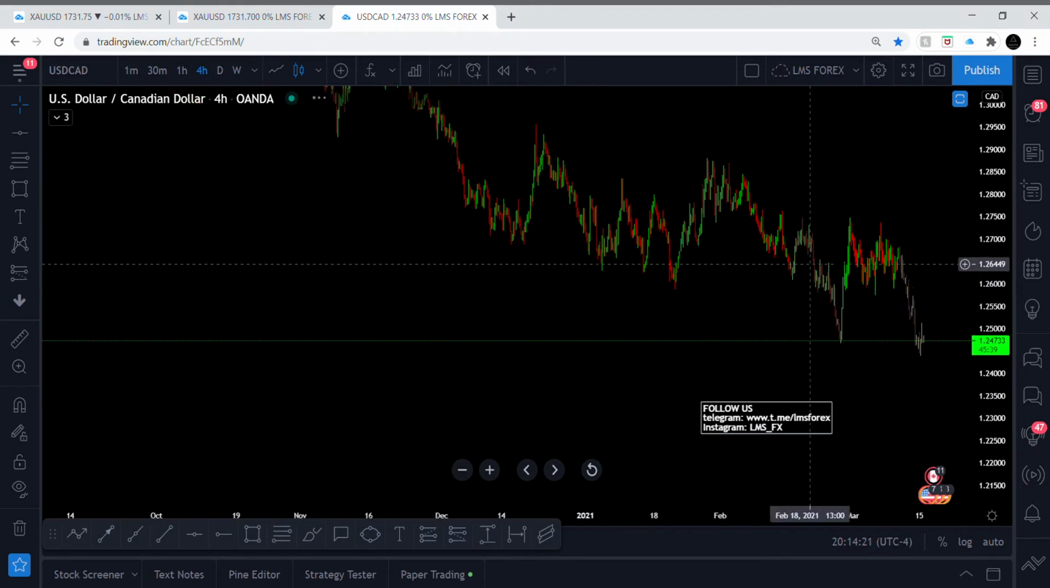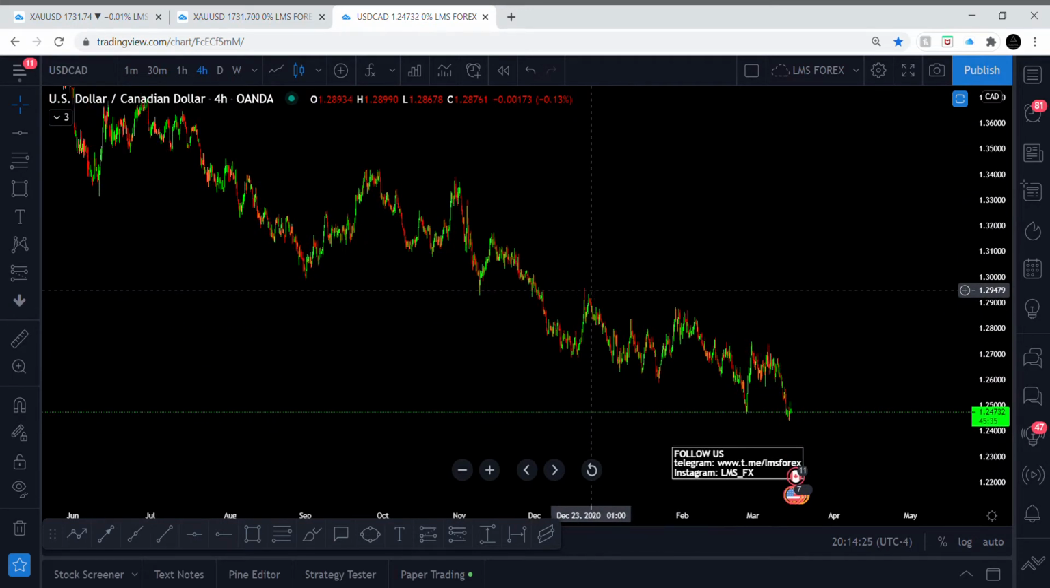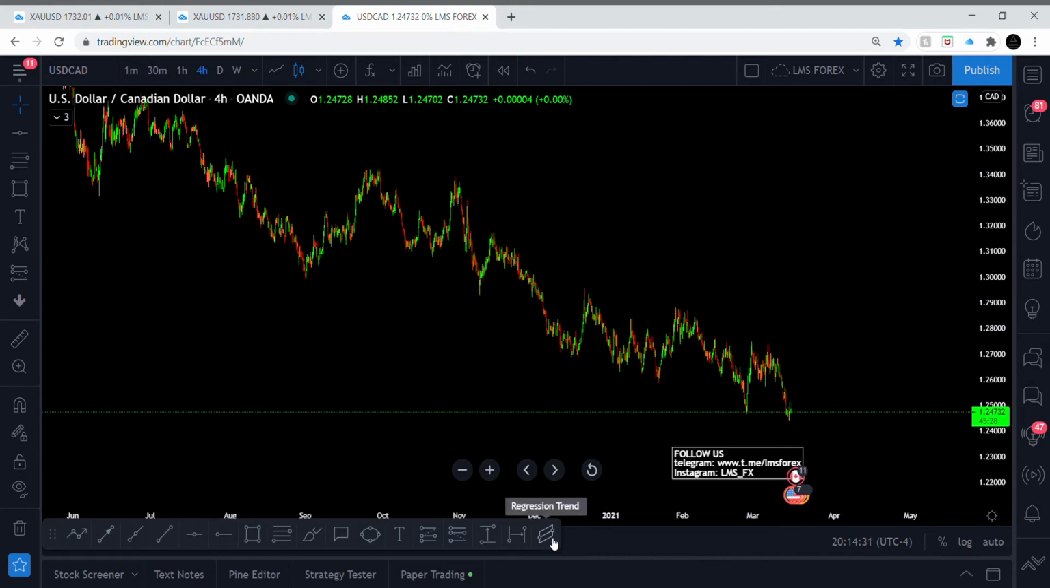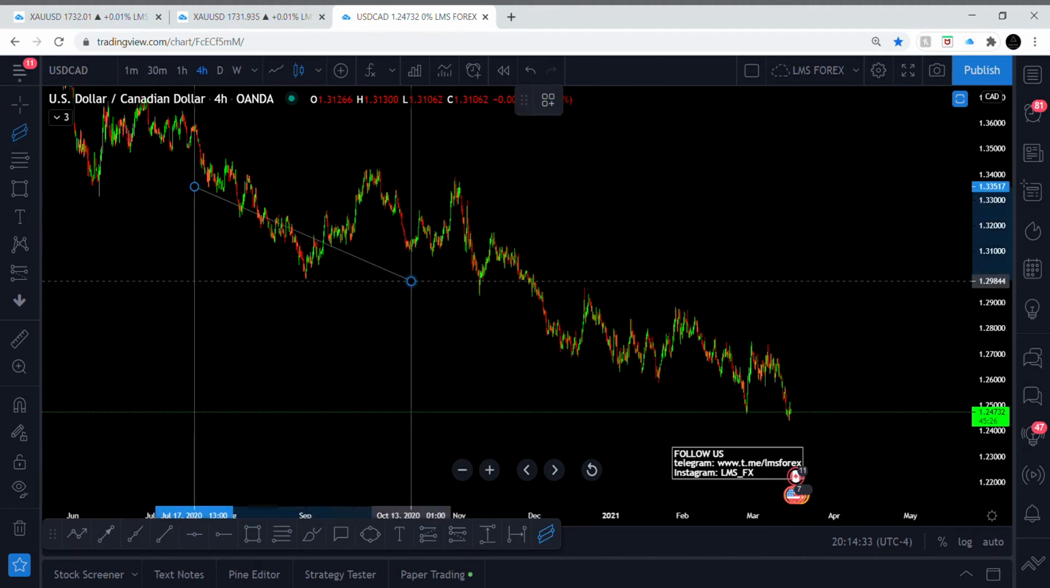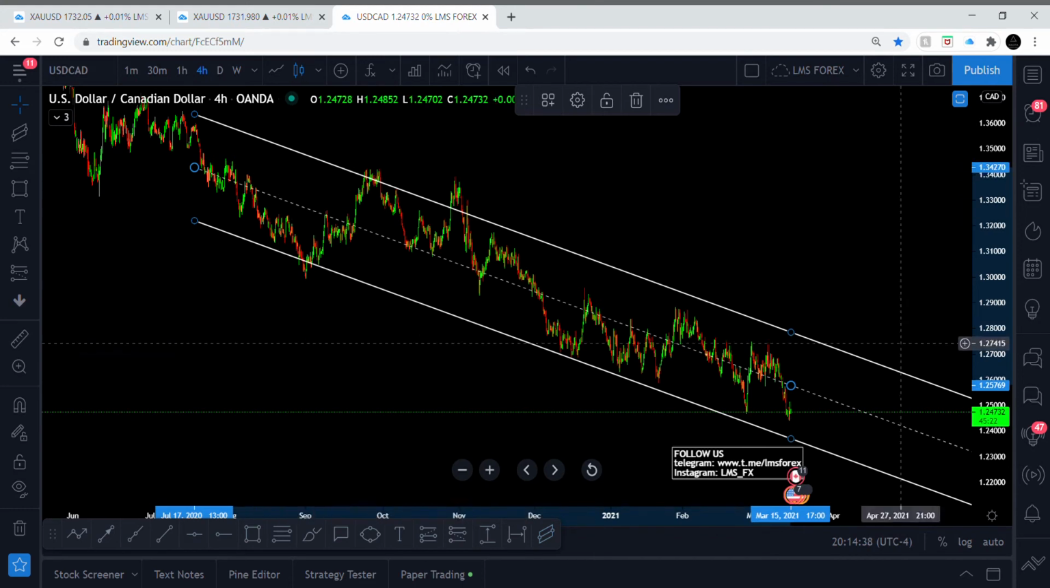So first we have to determine: is it a downtrend or an uptrend? In this case, obviously it is a downtrend. You can use the regression trend tool to determine if it's a downtrend or uptrend. This is obviously a downtrend.